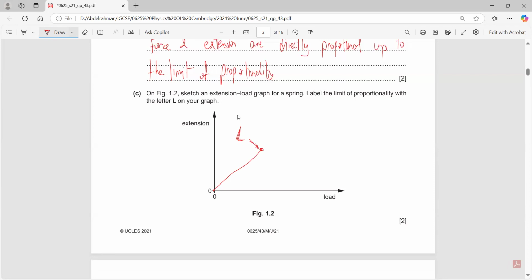After the limit of proportionality, is it still direct proportion? Can I continue drawing a straight line? No, definitely not. I will have to draw a curved line. In which direction? Definitely towards the extension axis. After the limit of proportionality, it curves towards the extension axis. Why? Because you no longer need that much force to extend the spring, because the spring has been broken.